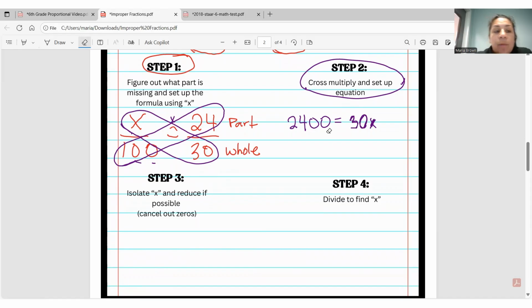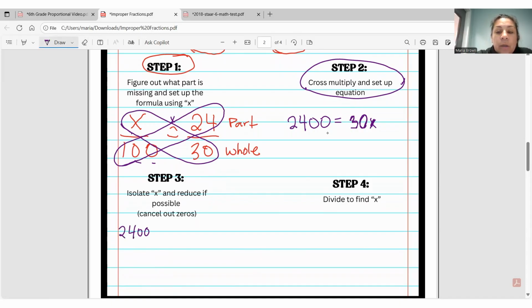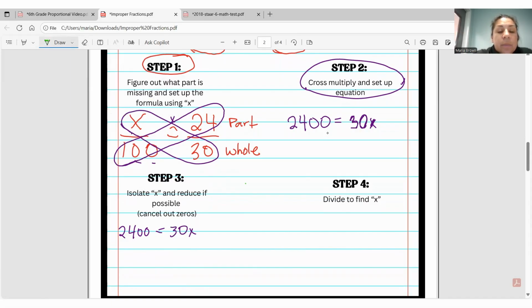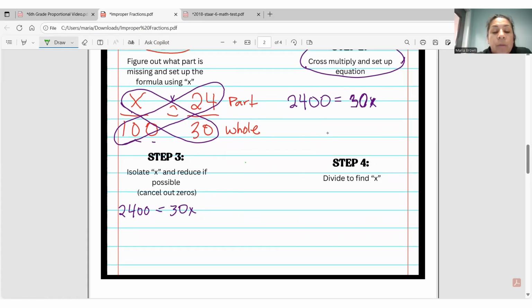So I'm going to go ahead and take my 2400 equals 30x down here into step 3. Step 3 is let's isolate x, and reduce if possible. So how do we isolate x? Isolate x means get x by itself. If you remember back to elementary, whenever we had a multiplication problem, division was always the way that we checked the problem, because division is the opposite of multiplication and multiplication is the opposite of division. Same with adding and subtracting.